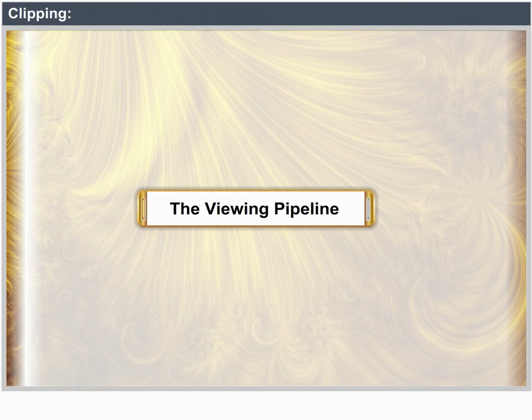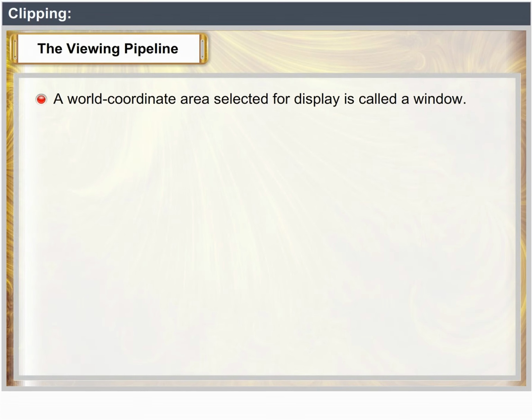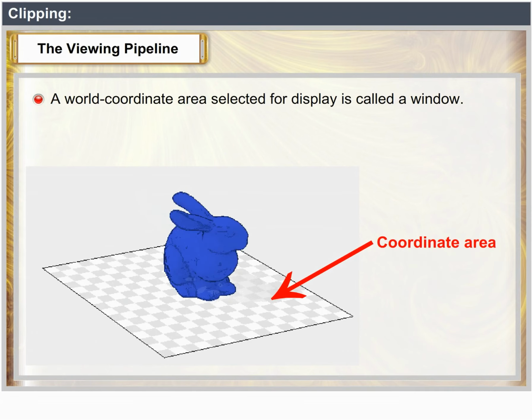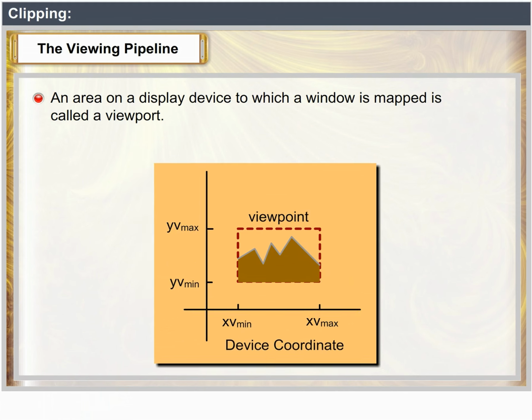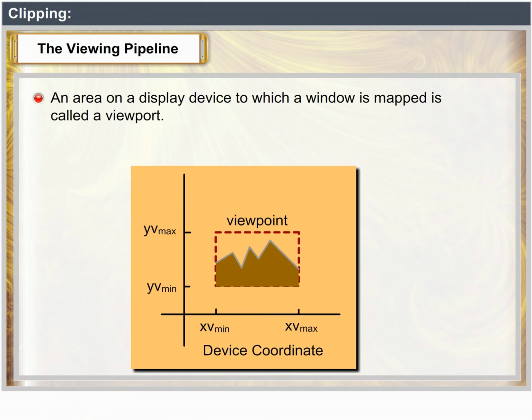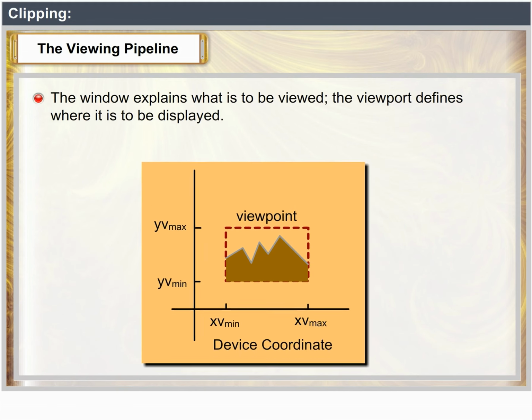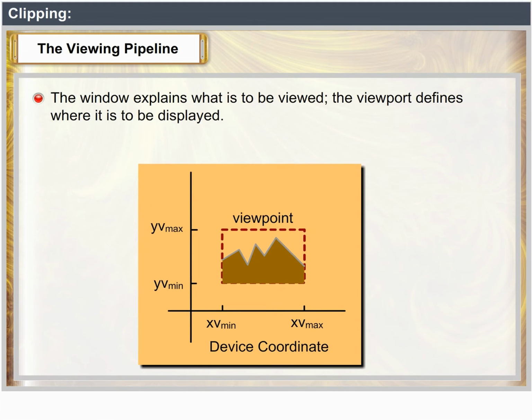The viewing pipeline. A world coordinate area selected for display is called a window. An area on a display device to which a window is mapped is called a viewport. The window defines what is to be viewed. The viewport defines where it is to be displayed.